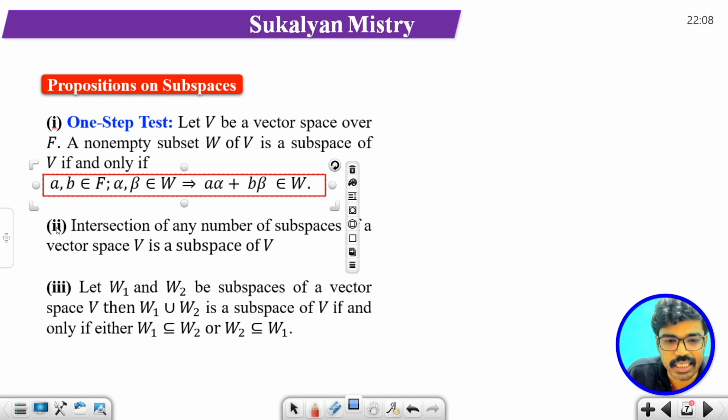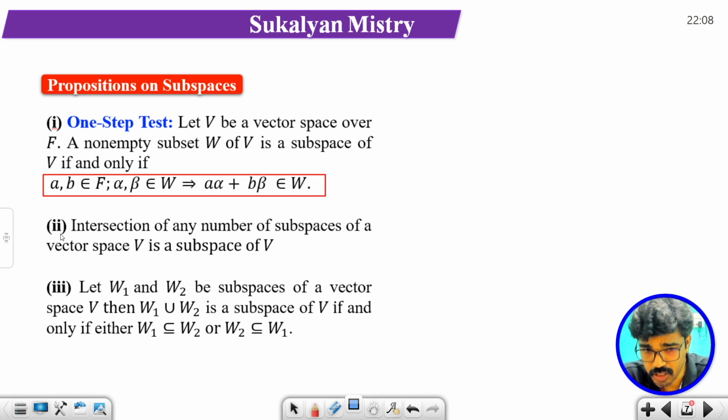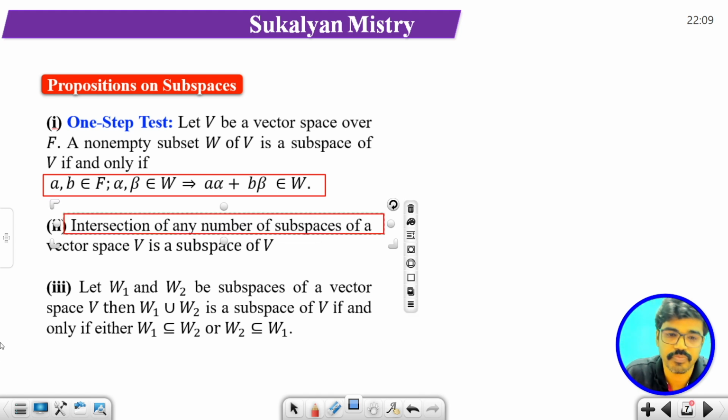It is very important. Intersection of any number of subspaces of V is a subspace. Intersection of two subspaces, that is also a subspace. Intersection of three subspaces, that is also a subspace. So intersection of any number of subspaces, that is also a subspace. Okay, that is next. But union of two subspaces may not be a subspace. That is very important. Intersection of two subspaces is a subspace. Intersection of any number of subspaces is a subspace. But union of two subspaces may not be a subspace.